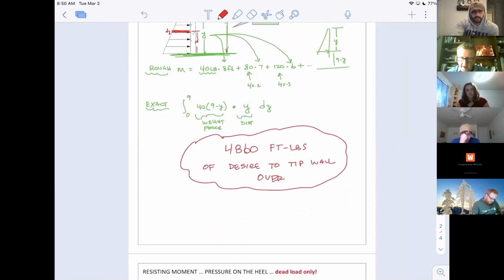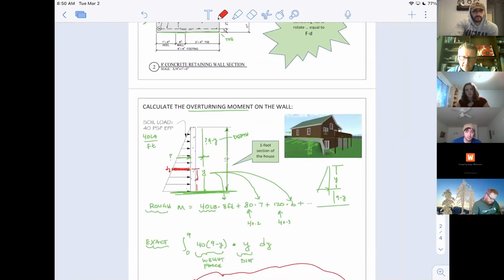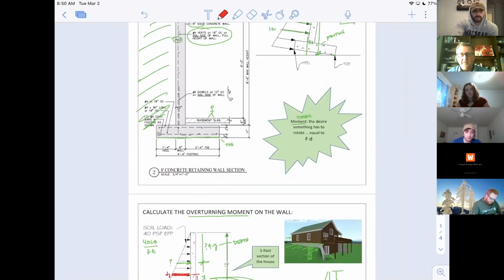So cool. That's how badly it wants to tip over. Well, what's going to keep that from tipping over? Do you see what I'm saying? That thing's tipping over. How are you going to stop that from tipping over? It wants to tip over. And we now put a number to it.